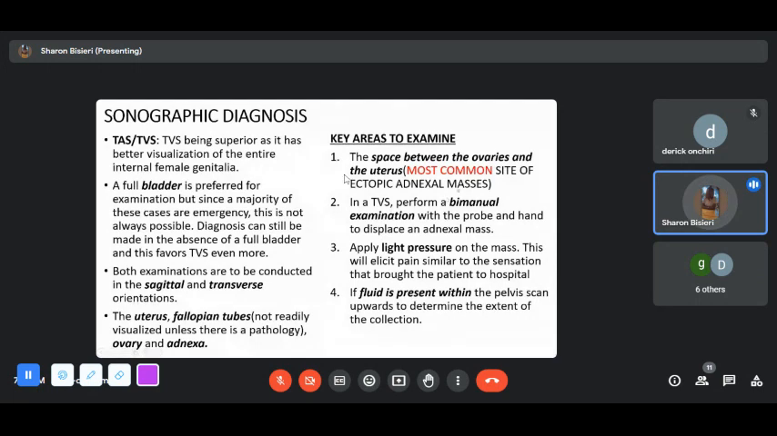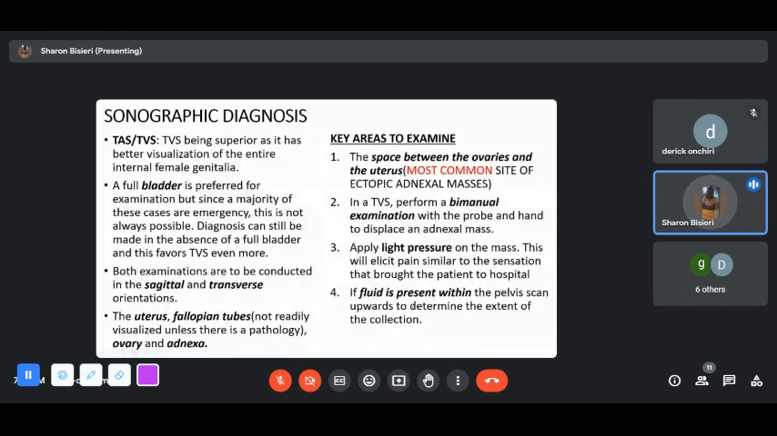And then when you're doing a transvaginal ultrasound, you can also do a bimanual examination. In this case, the transvaginal probe will help you. And having your hand over either of the adnexa, you can compress the mass between your arm and the probe itself. That light pressure can also elicit pain that is similar to what brought the patient to the hospital, and that can also point you towards the diagnosis of an ectopic pregnancy.